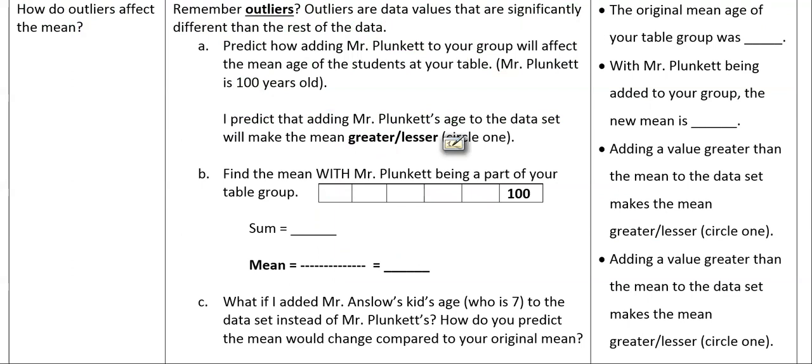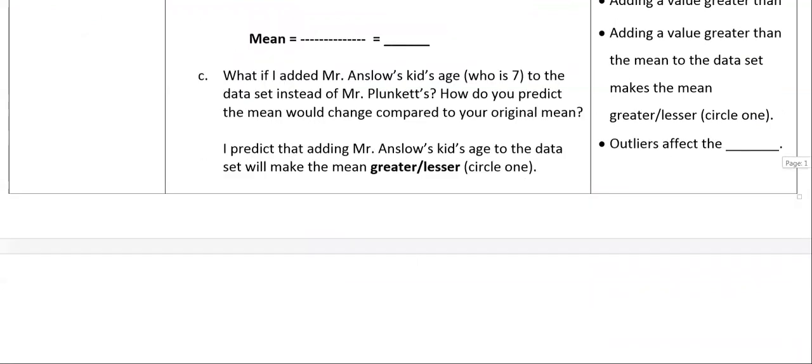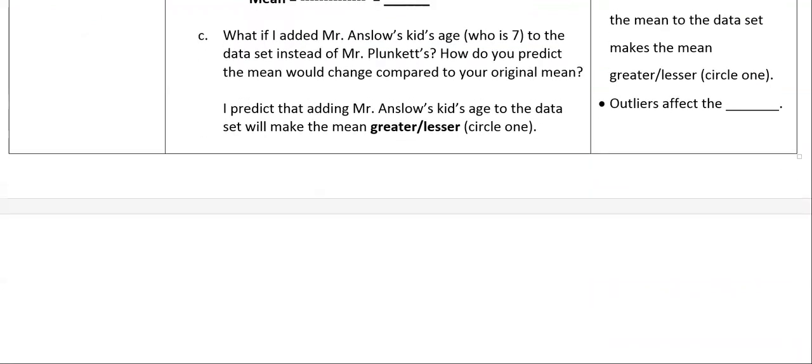Y'all know Mr. Anslow. Mr. Anslow is another math teacher at Travis Ranch School. Okay, Mr. Anslow has a kid who is 7. All right. What if I added Mr. Anslow's kid's age, which is 7, to the data set instead of Mr. Plunkett's? That's an important phrase right there. Instead of Mr. Plunkett's. How do you predict the mean would change compared to your original mean?